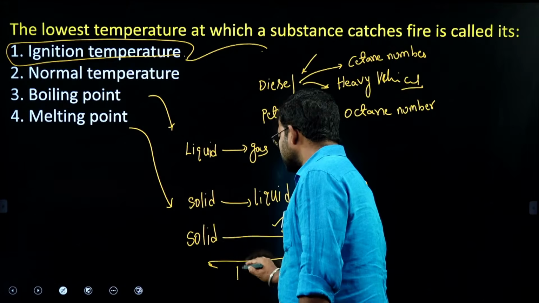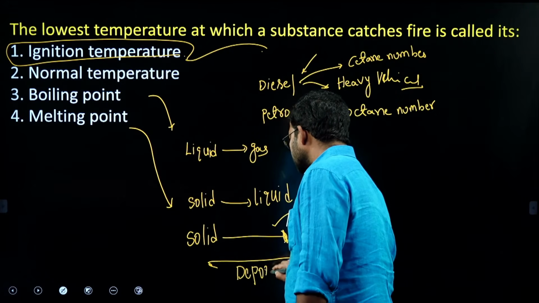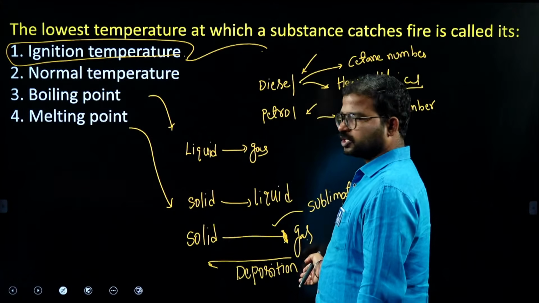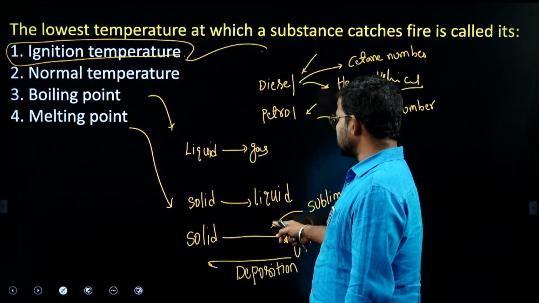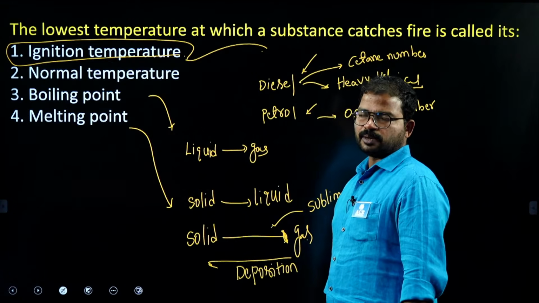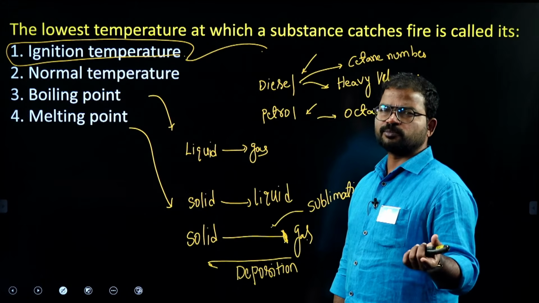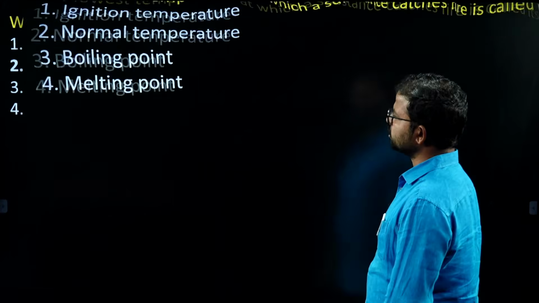Okay, so deposition. Very good. This is called deposition. Right, so the best example is frost. The best example for sublimation is ammonium chloride. Next, camphor and naphthalene balls. These are all the best examples for that.